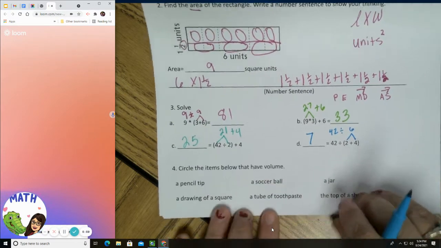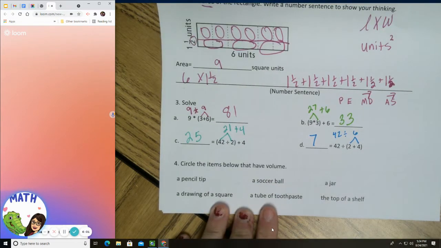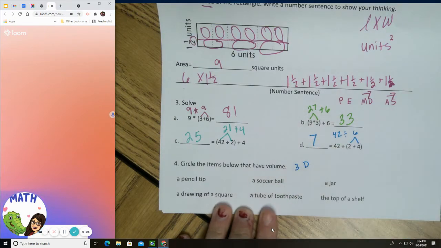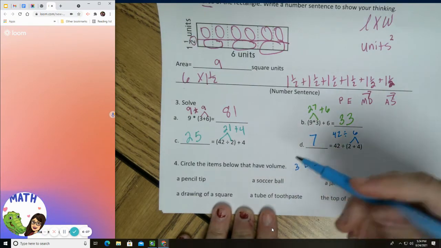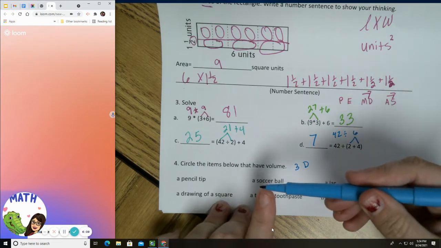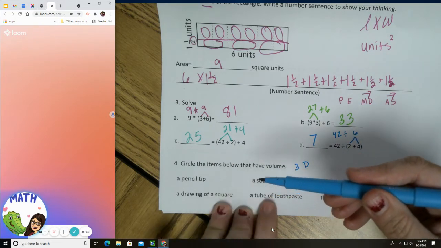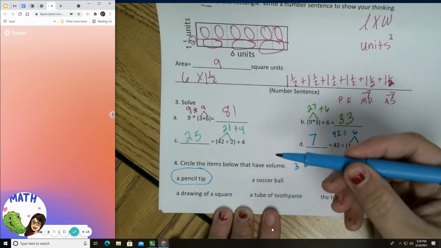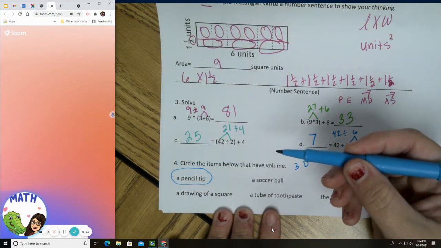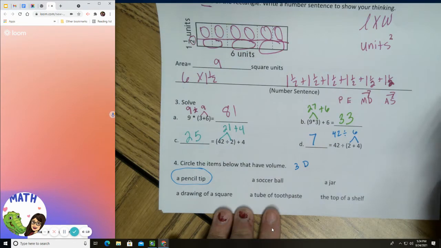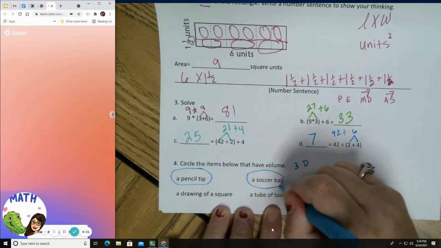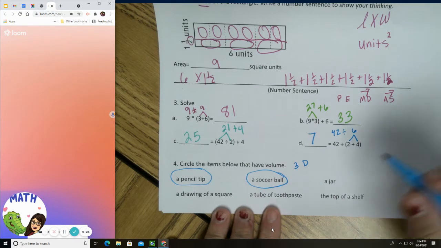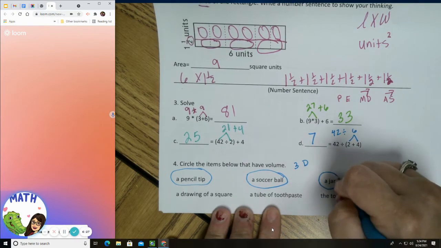Circle the items below that have volume. Remember, a volume is something that is 3D or three-dimensional, something you can pick up. To me, the tip of a pencil right here is three-dimensional. It is big enough to be three-dimensional. I would say that does have volume. Not a lot, but a little bit. A soccer ball absolutely does have volume. A jar does have volume.